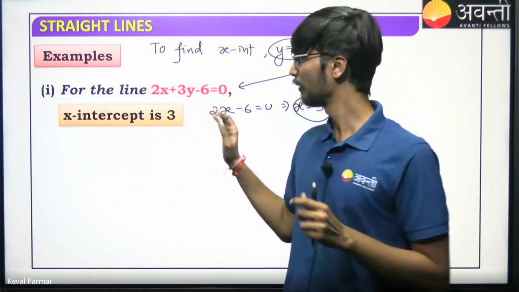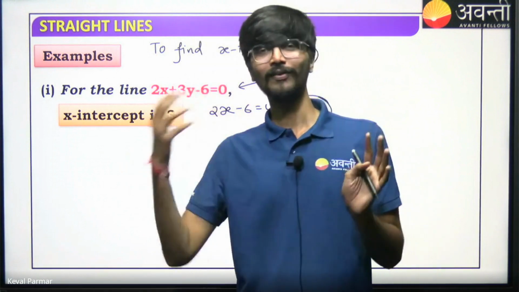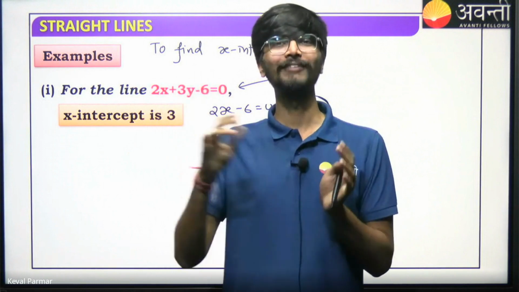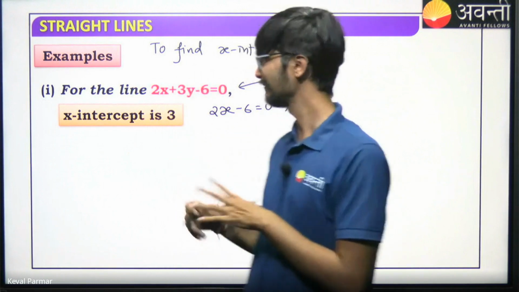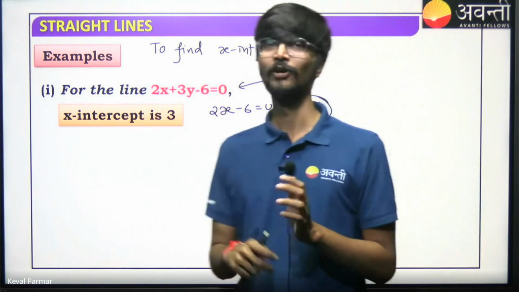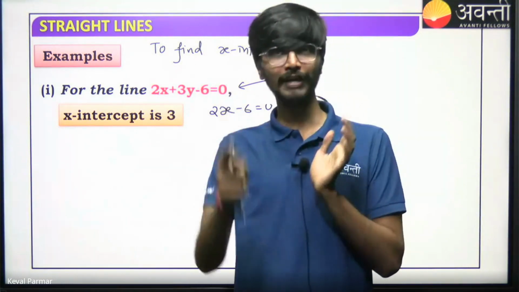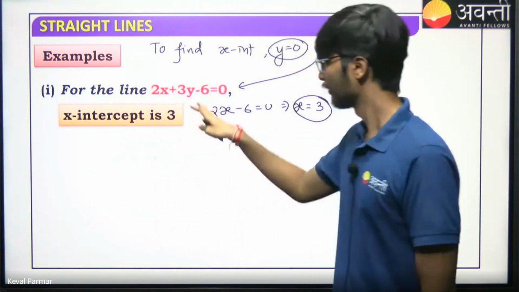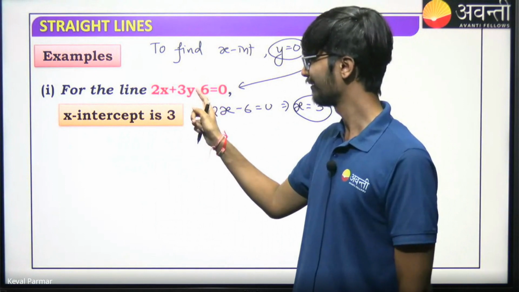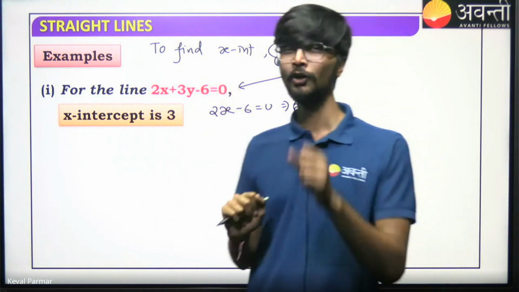Now, let me tell you one thing. You must have already assumed how to get y-intercept. How to get y-intercept, guys? Put y equals to 0. Sorry, how to get y-intercept? Put x equals to 0. So here, if I put x equals to 0, I think I'll get y equals to 2.